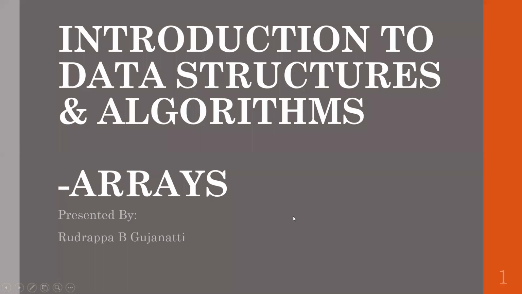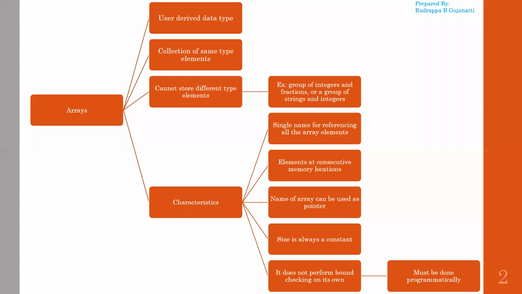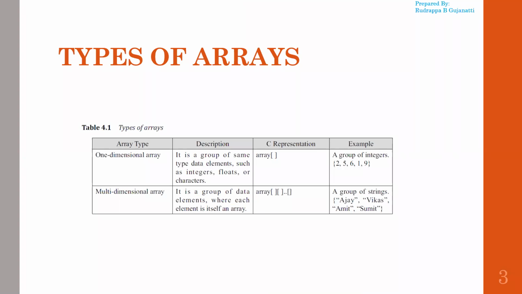So, in the previous session, we started our discussion with respect to arrays. We discussed what an array is, what kind of data you can store in it, and what the characteristics pertaining to arrays are. We also discussed one of the major drawbacks concerned with arrays. Apart from that, we discussed the different types of arrays: one-dimensional arrays and multi-dimensional arrays.